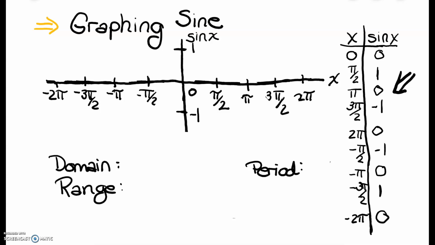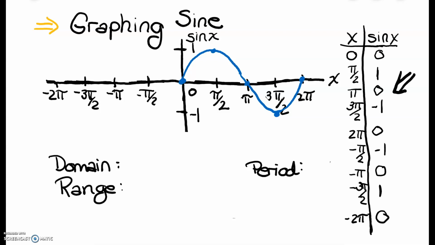So these represent our ordered pairs. So I'm going to plot my ordered pairs. I have a 0, 0. At pi over 2, sine is 1. At pi, sine is 0. At 3 pi over 2, sine is negative 1. And at 2 pi, which is back again, it's coterminal with 0, sine is 0. So I'm going to go ahead and plot that.